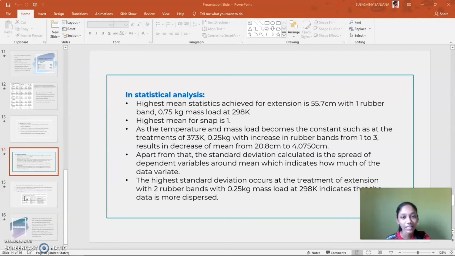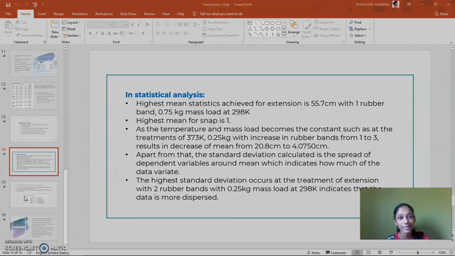Apart from that, we can observe a different pattern where the mass and the temperature are kept constant but with a different number of bands, and the mean of extension decreases. As for the standard deviation, the highest standard deviation occurs at the treatment of extension with 2 rubber bands with 0.25 kg mass load at 290 Kelvin, which indicates that the data is more dispersed.